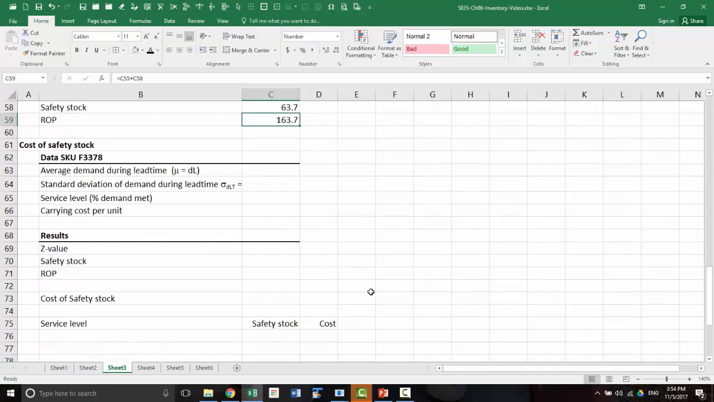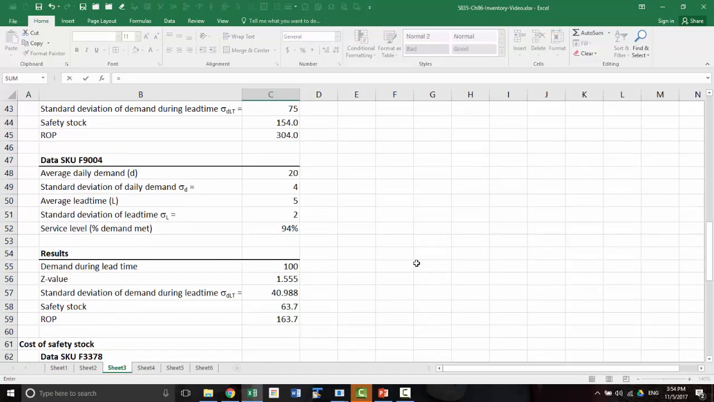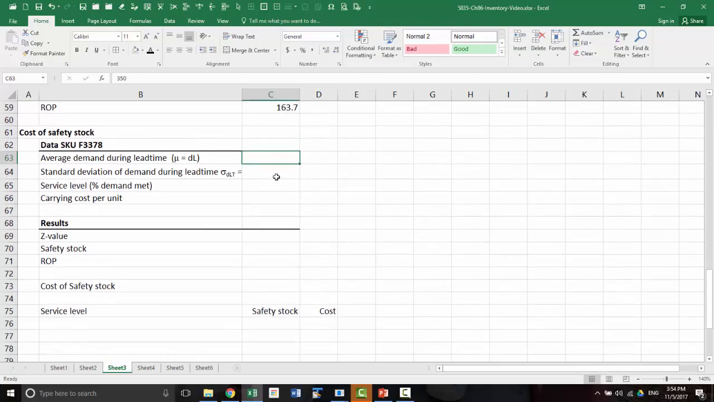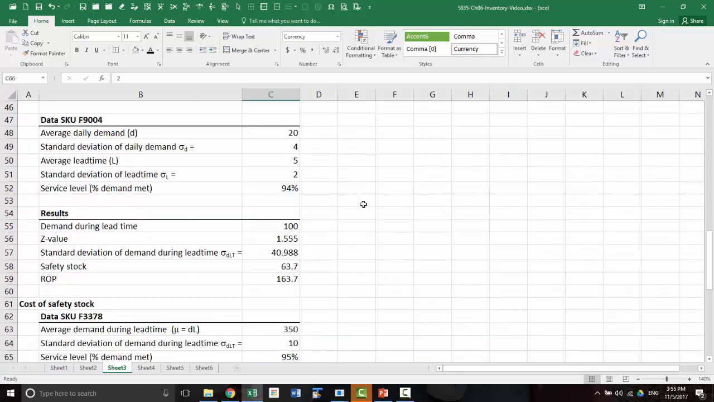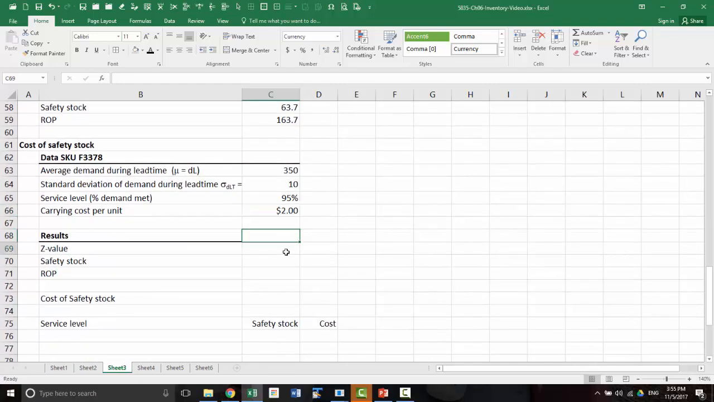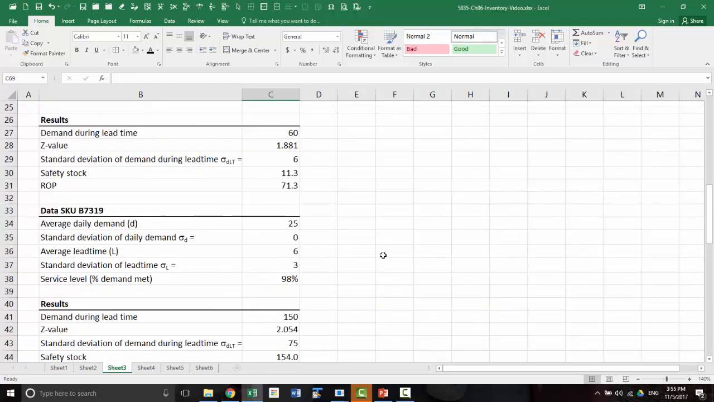All right. So let's get that information transferred here. So 350 demand during lead time, 10 standard deviation, 95% service level, carrying cost per unit, let's assume that it's $2. So your textbook says that. So these three plus cost of inventory is $2, right? And then we'll set up the Z value and safety stock.